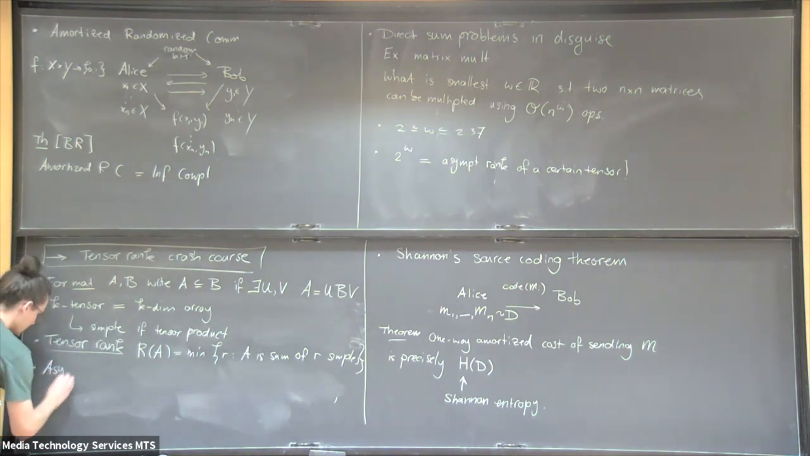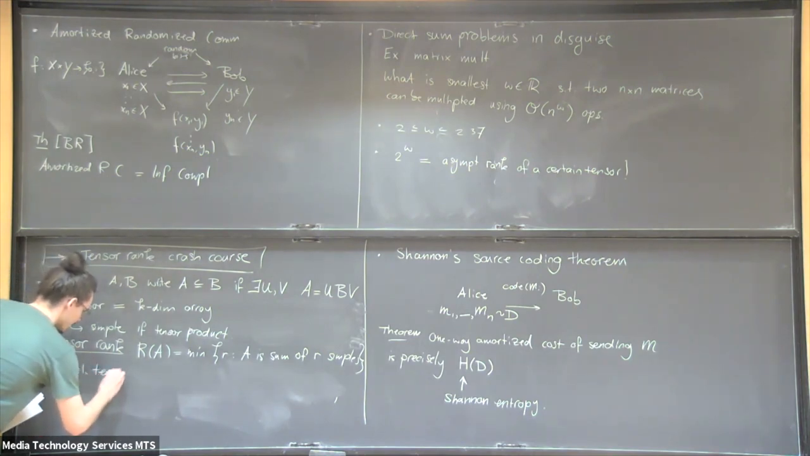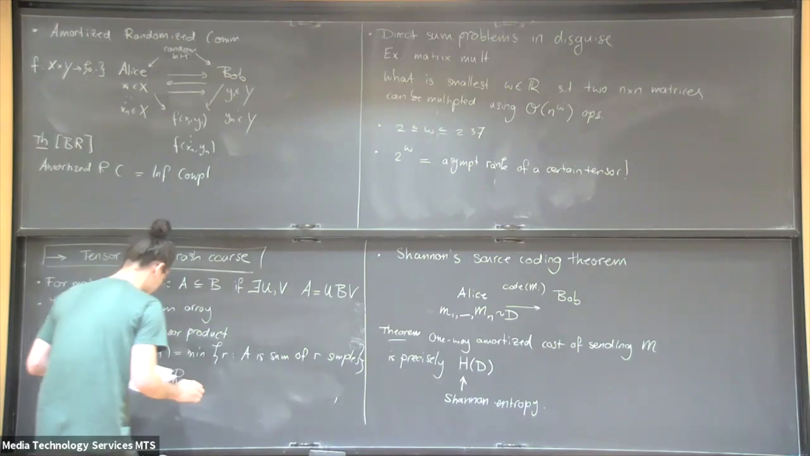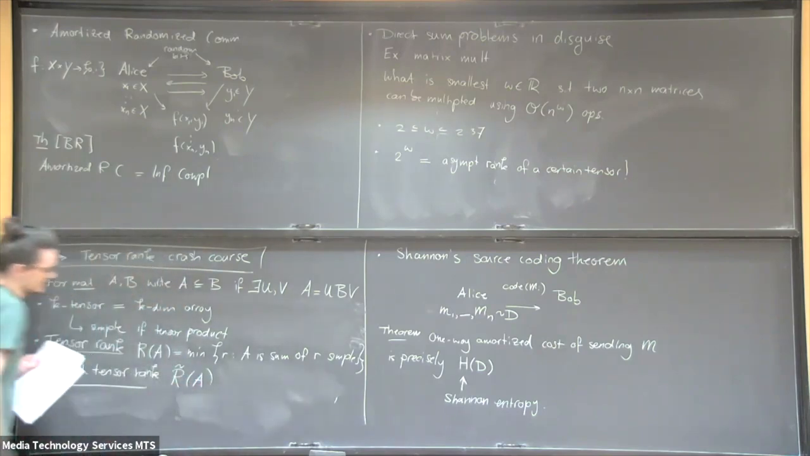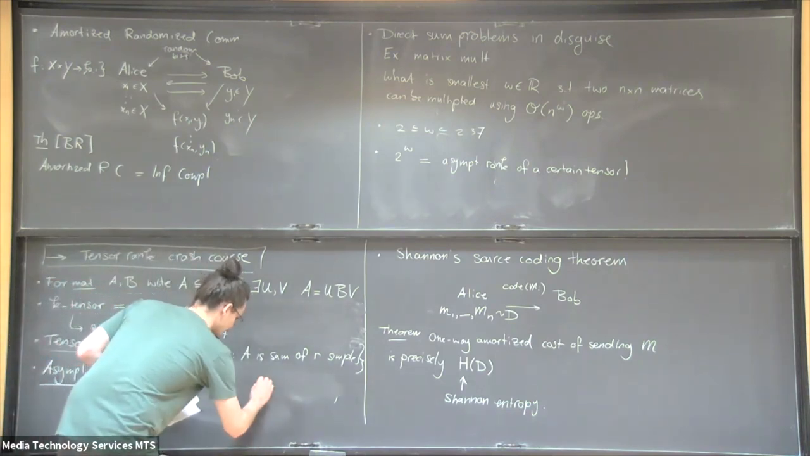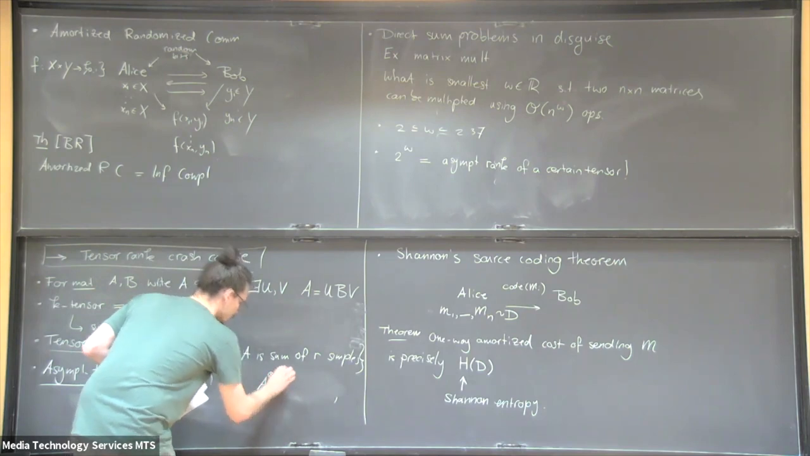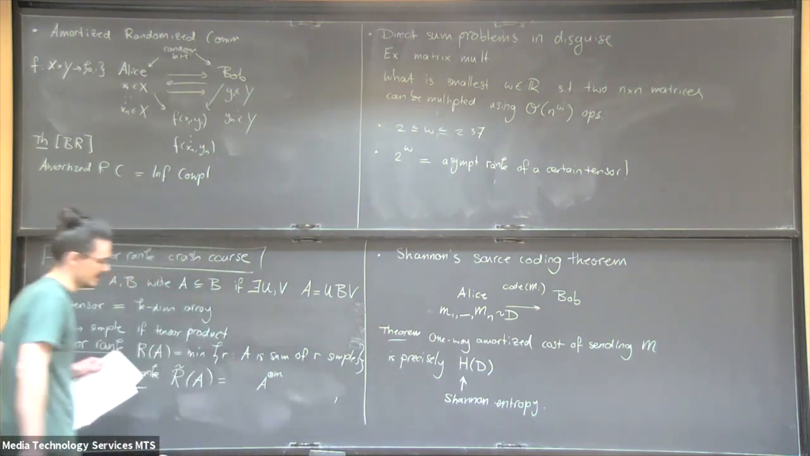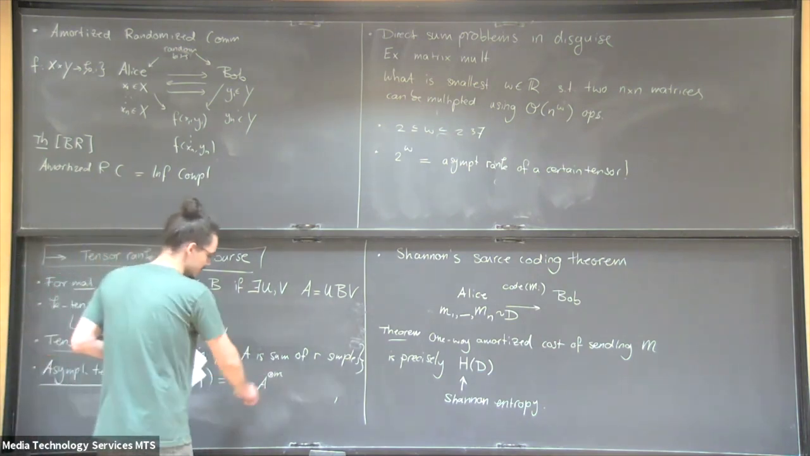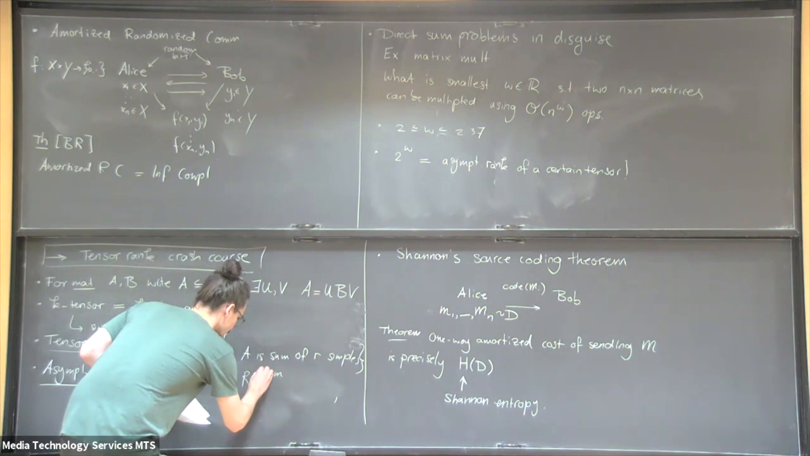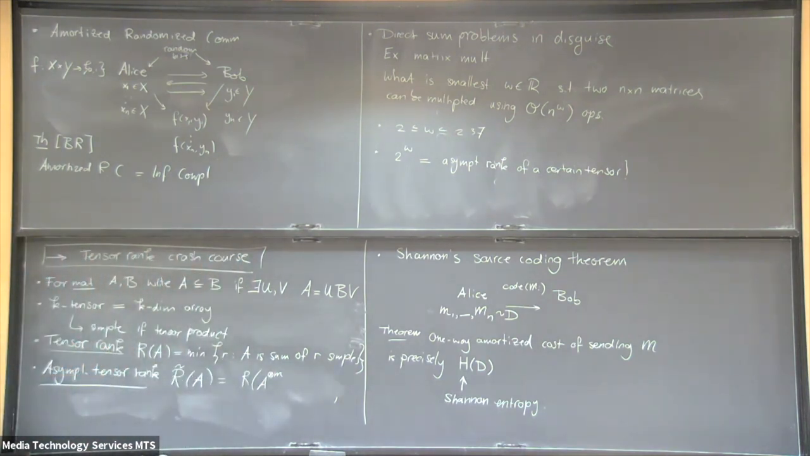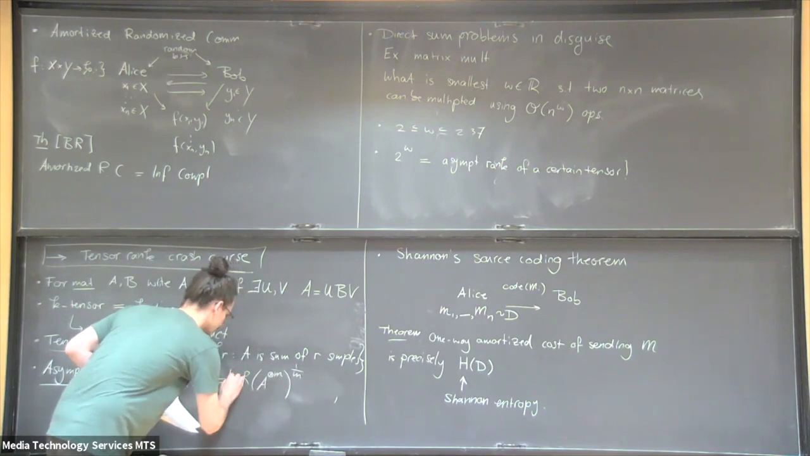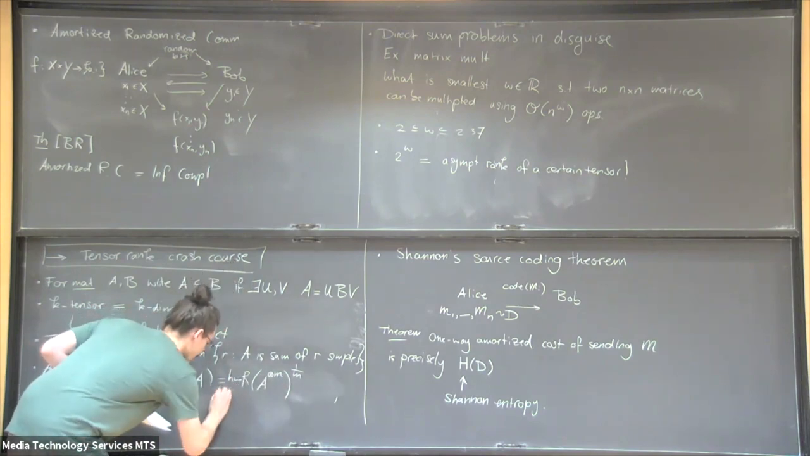Now, the asymptotic tensor rank is defined as follows. It's written R tilde of A. It's defined by taking my tensor A to a large Kronecker power. For matrices you have a Kronecker product, and here I also have a Kronecker product on tensors. I take this Kronecker power of my tensor, and I compute the rank, and I take the nth root, and let n go to infinity.